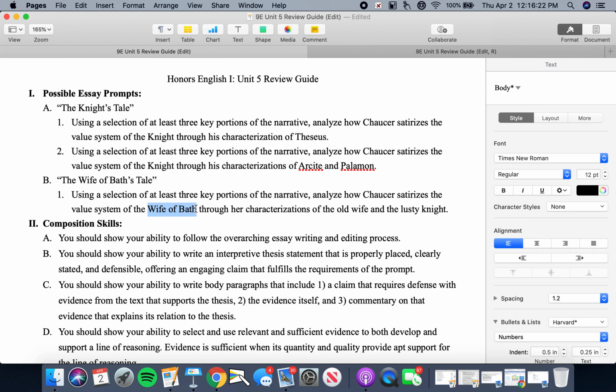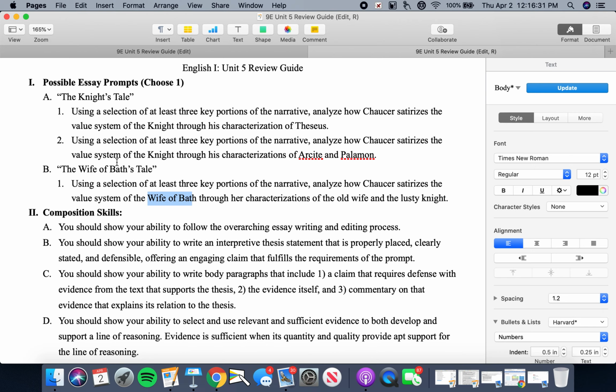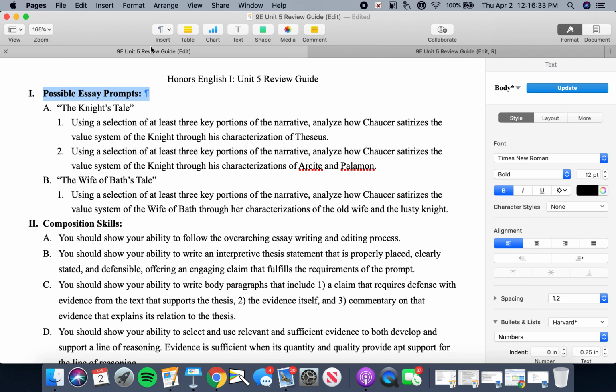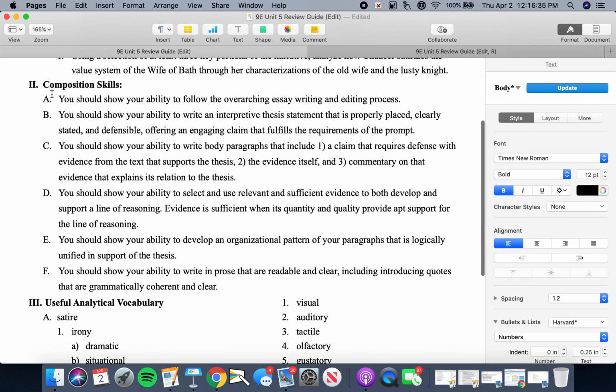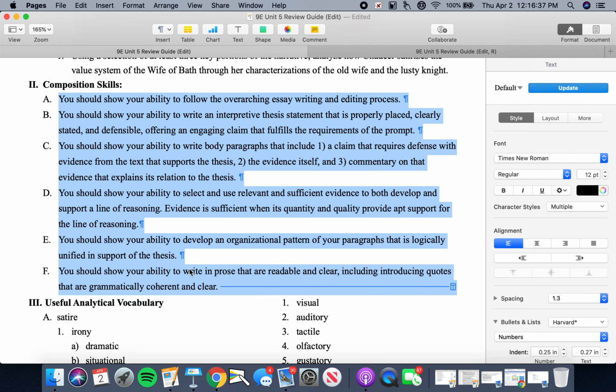Okay, so that is your Unit 5 review guide. Remember to prepare for each one of the prompts. If you are in honors, remember to prepare for one of these prompts if you're in regular. Remember to review these composition skills. Make sure that when you read through this list, you know exactly what everything means. All right, if you don't, look it up, email me a question. Make sure that you can do all of these things.